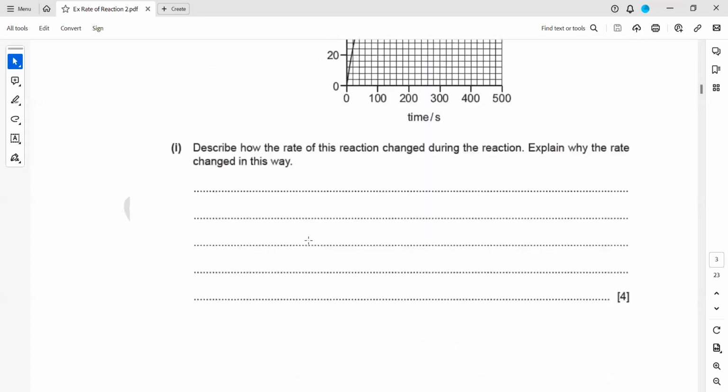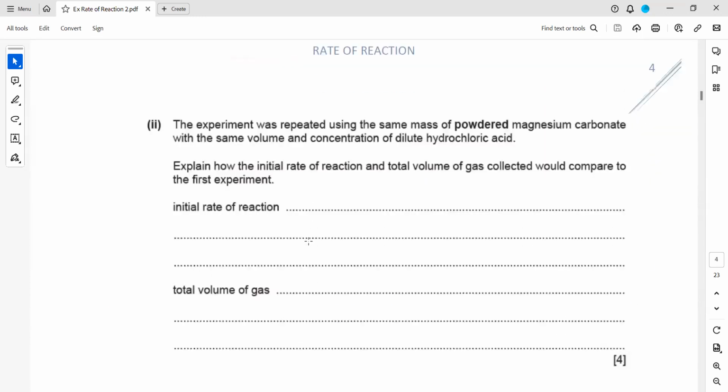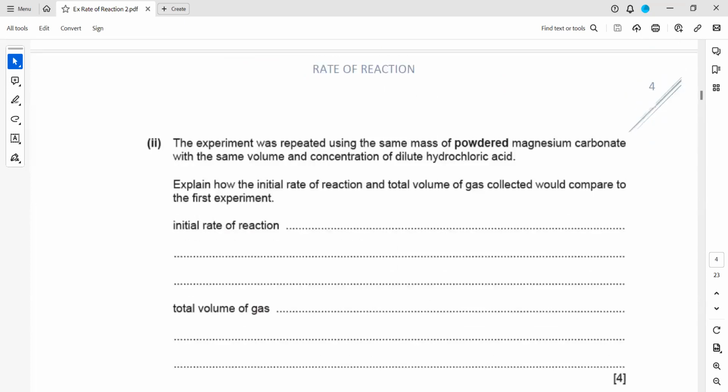So the question was, what happened to the initial rate? Like, what happened to the rate of a reaction in the beginning? So the rate of a reaction will increase, or the reaction will be faster. And why will it be faster? Because powdered form will have a large surface area. So it will have more collisions. So initial rate will increase.